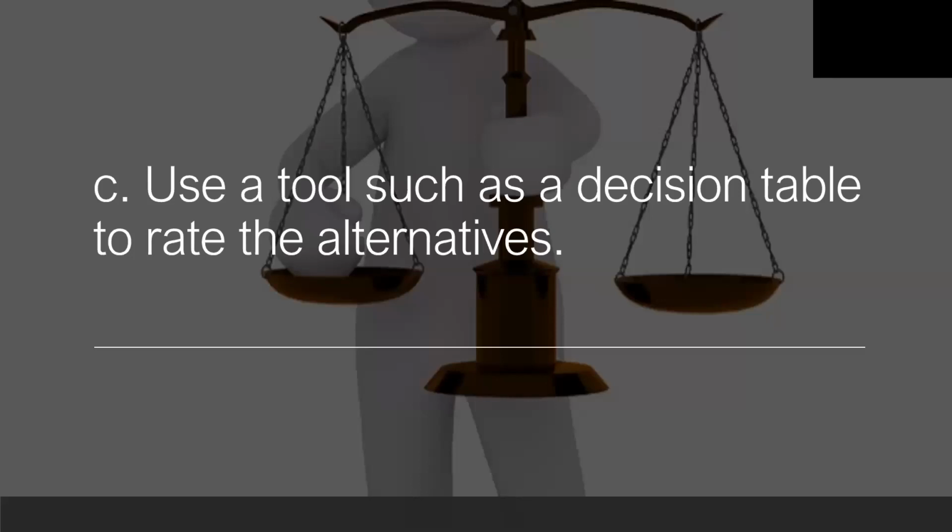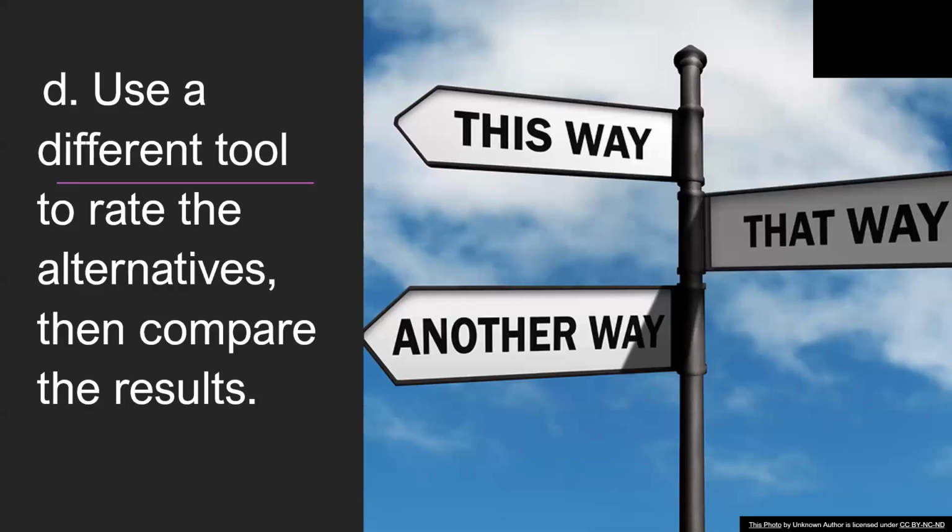All right, so C, you're going to use a tool such as a decision table to rate the alternatives. There's more than just a decision table. That's just one example. In your textbook, prior to page 45 or 46, there's a ton of options to choose from. Now you're going to use a different tool. So you've already used whatever tool that was. Say you used a decision table. Now you're going to use a different tool to rate the alternatives and then compare the results.